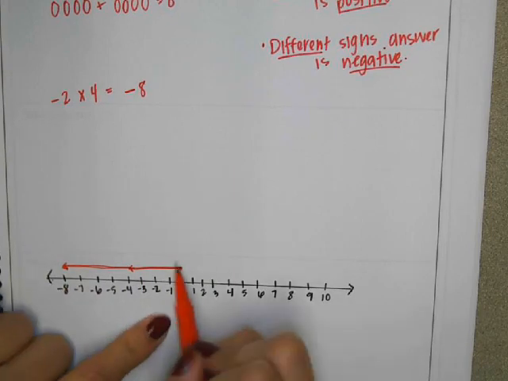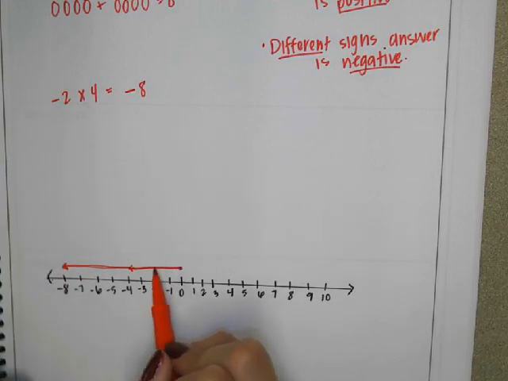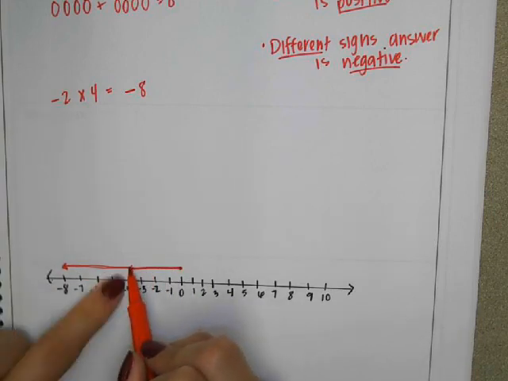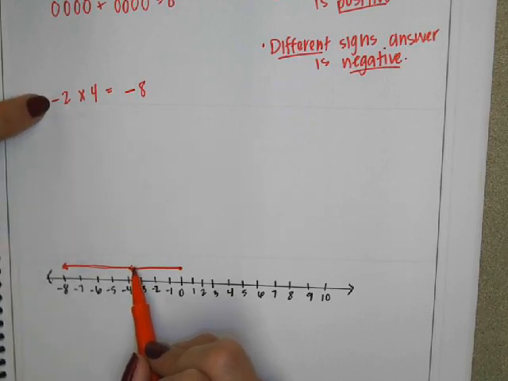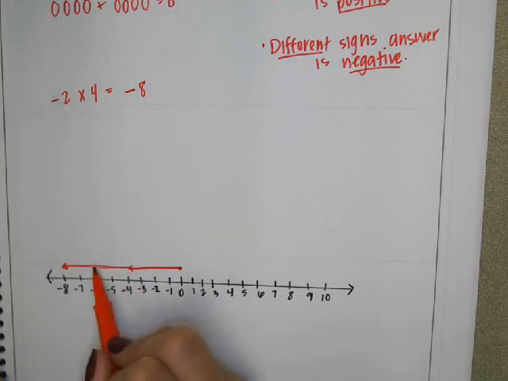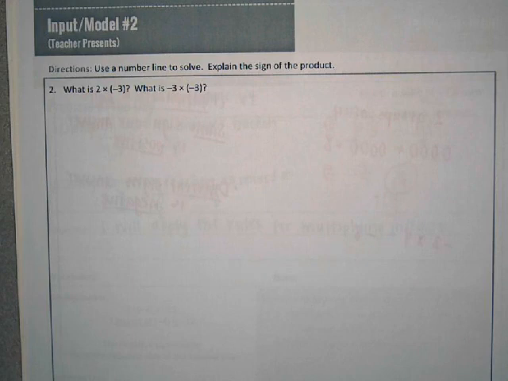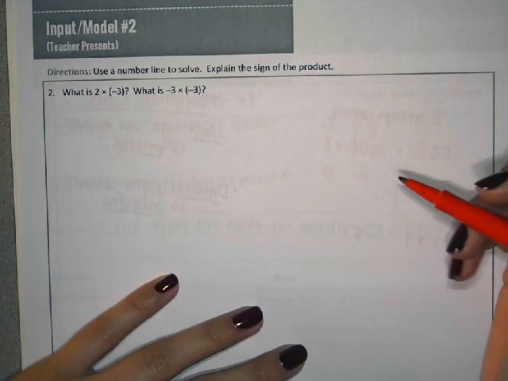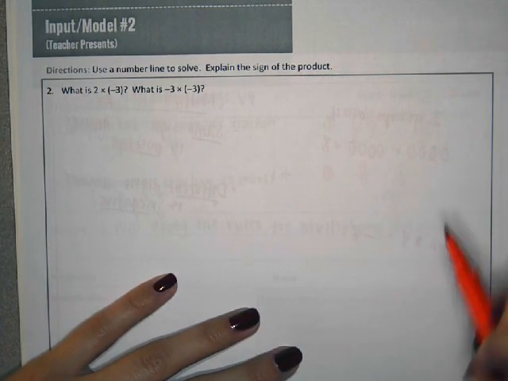Right? Here's one group of 4 going to the left. 1, 2, 3, 4. And here's another group, because we have 2 of them, going to the left because it's negative. 1, 2, 3, 4. And I finish at -8. Now we're not going to be using the number line. We are just going to jump in and just start memorizing those rules.